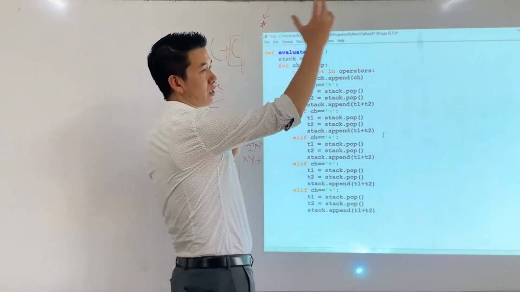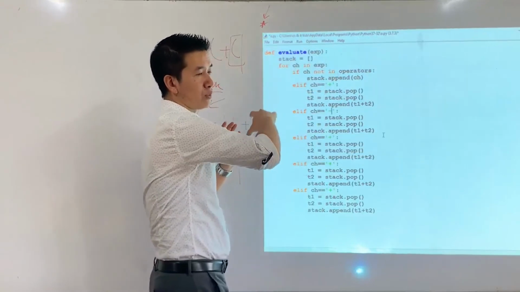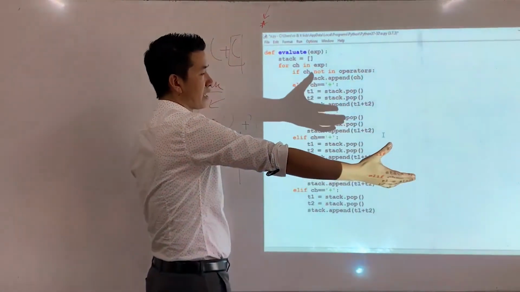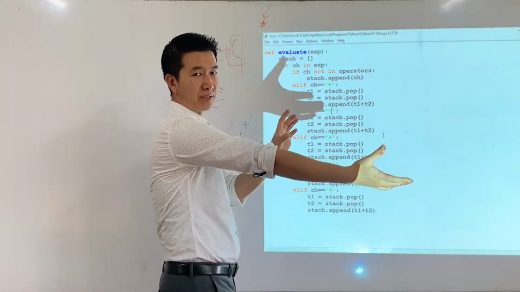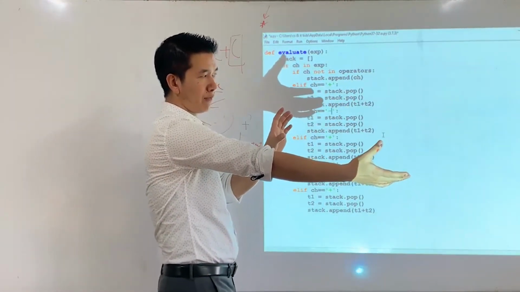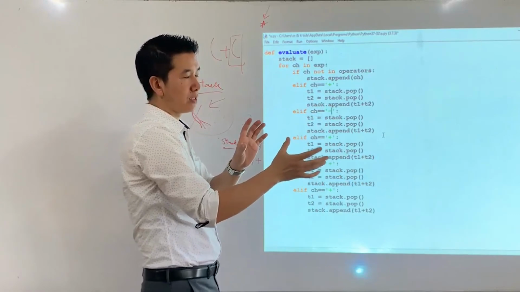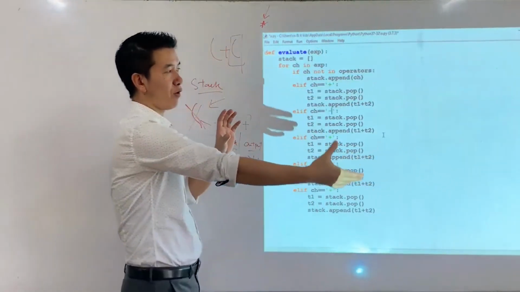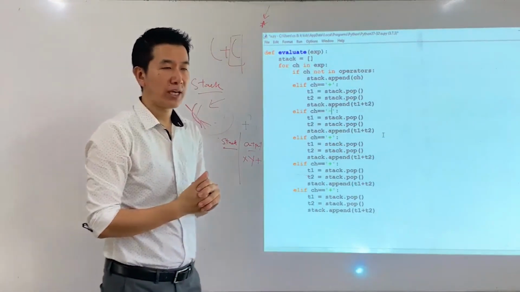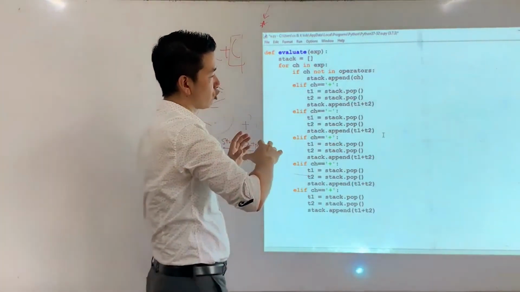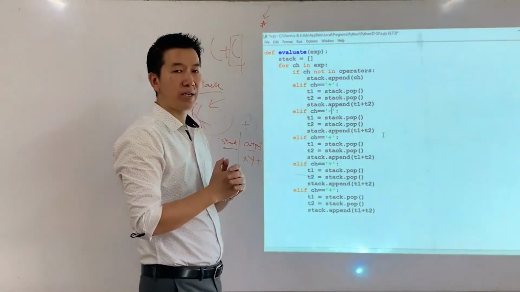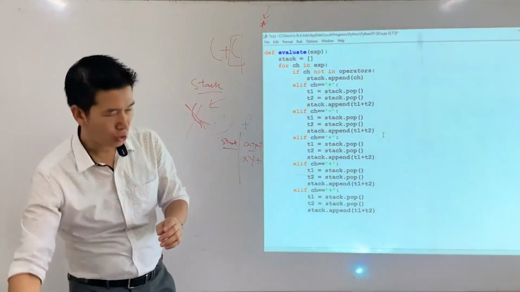T1 is the first one to be popped off, so it will stay second, and then the next element will stay at first. So when you carry out the subtraction, the topmost element needs to be subtracted from the second topmost element, right? So it has to be T2 minus T1. It cannot be T1 minus T2. You will go wrong. So be careful.